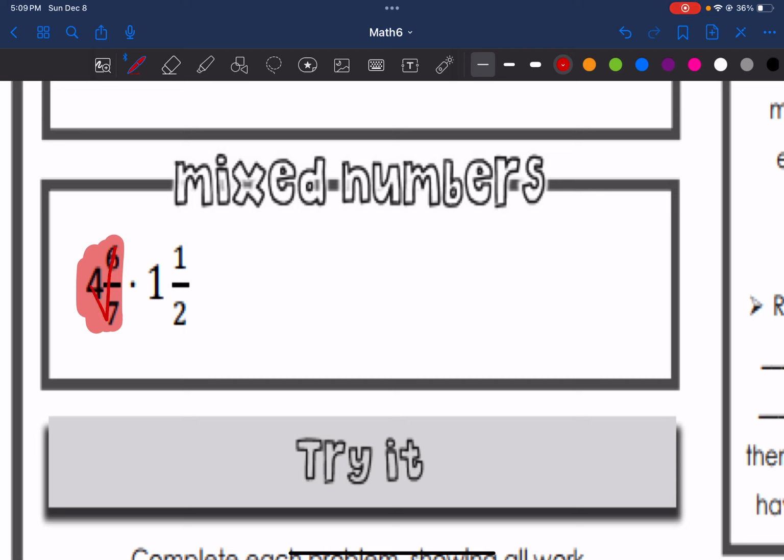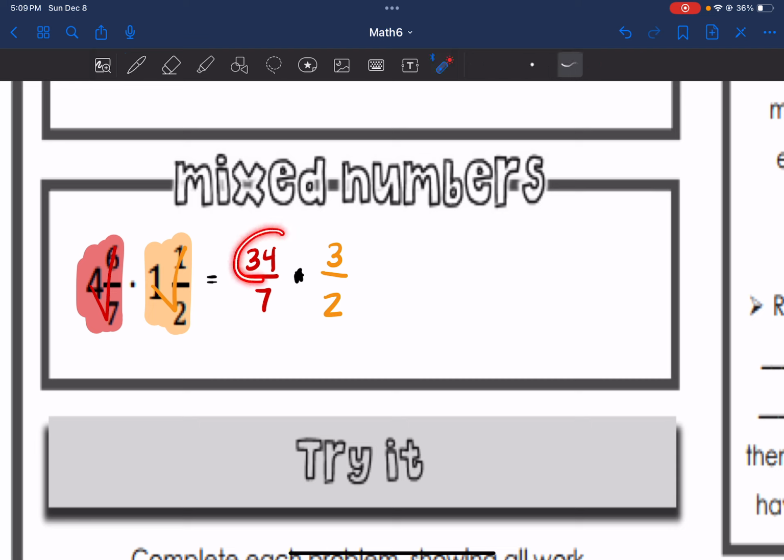That gives us 34/7, because we did 4 times 7, 28, plus 6. And we're multiplying that to our second mixed number, 1 1/2. 1 times 2 is 2, plus 1 is 3, so I get 3/2. I can cross simplify if I see it. 34 and 2 have something in common, so you can simplify and make this a 17 and this a 2 because you divided by 2. If you don't see that, that's okay. We can multiply directly across.